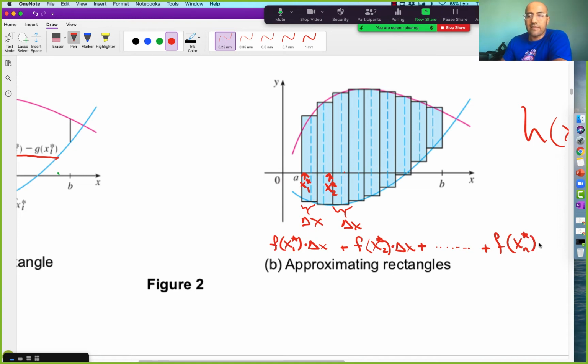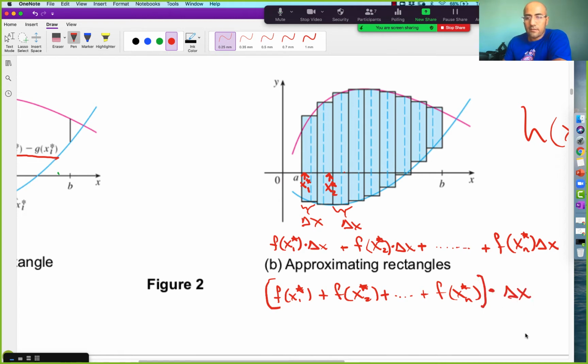That'll tell you the height of the nth rectangle times the base of the nth rectangle. Since all of these bases are the same, we can factor them out. And so we end up with f of x sub 1 star plus f of x sub 2 star plus dot dot dot all the way out to f of x sub n star. And then all of that gets multiplied by delta x.